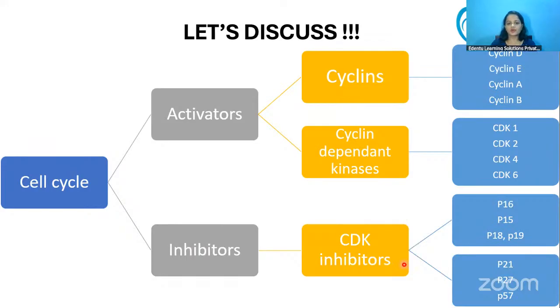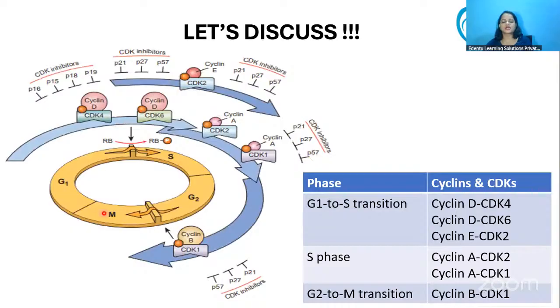So the activators, let's look at the activators: cyclins and cyclin dependent kinases. Around 15 cyclins were discovered, but the main important ones are D, E, A, and B. And the cyclin dependent kinases that are important are 1, 2, 4, and 6. So this is the general picture of the cell cycle, including the activators and the inhibitors.